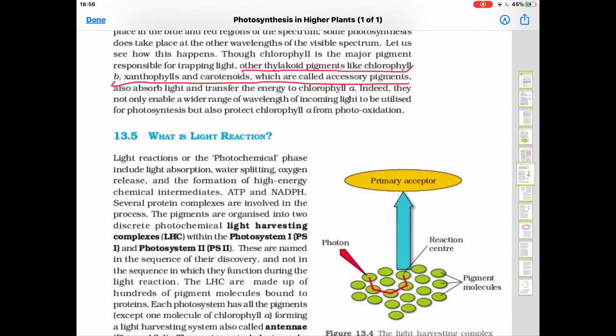So accessory pigments absorb light and transfer the energy to chlorophyll A. Indeed, they not only enable a wider range of wavelengths of incoming light to be utilized for photosynthesis, but also protect chlorophyll A from photooxidation. So accessory pigments absorb different wavelengths of light for the process of photosynthesis, then transfer this light energy to the chlorophyll A molecule, and also protect the chlorophyll A molecule from direct photooxidation.